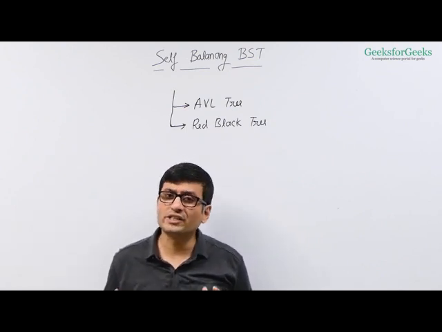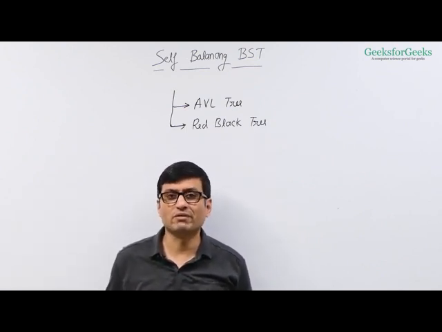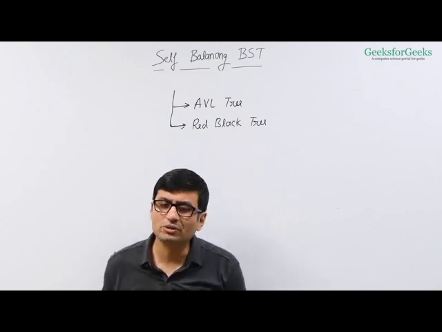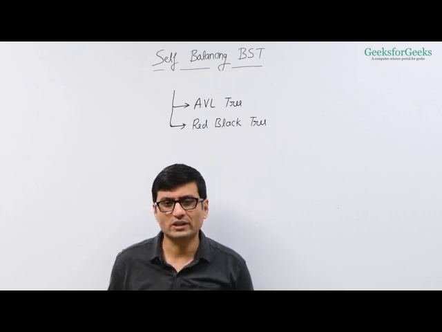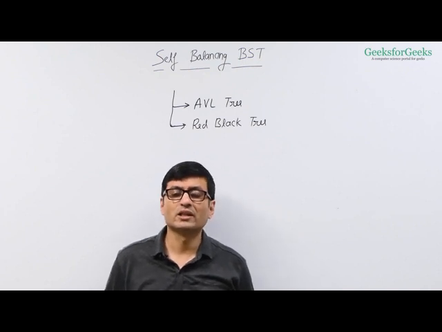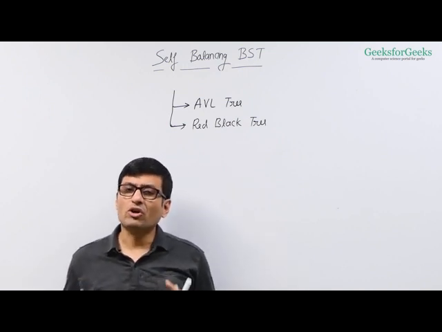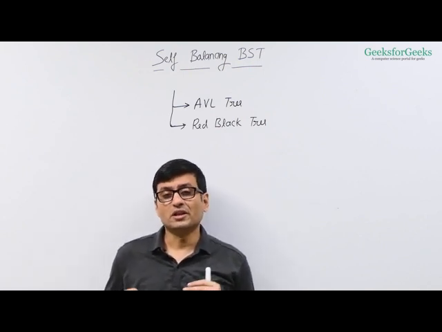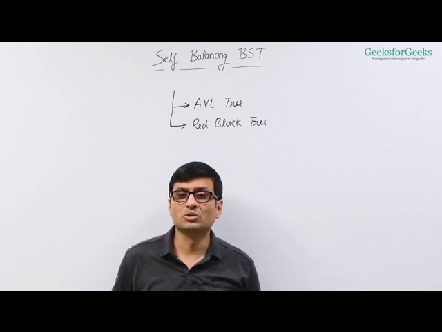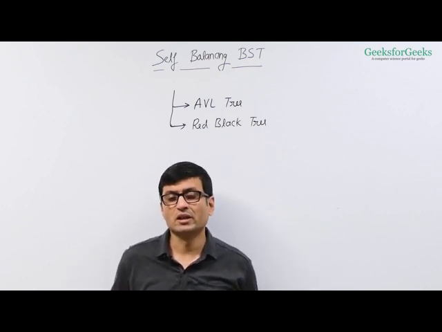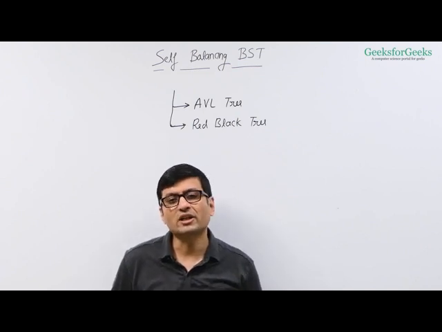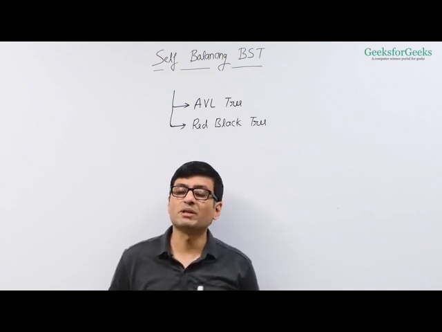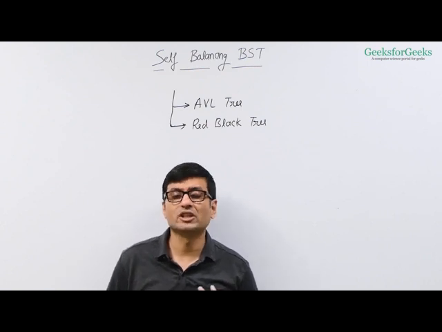AVL tree is very strict in terms of height. It tries to maintain very strict balance. Red-black tree on the other hand is slightly loose in terms of balance. And what is the advantage of red-black tree? Since it is loose in terms of balance, it causes less restructuring when you are doing insert and delete. We will be talking about AVL tree in detail and we will be introducing red-black tree also. In general, red-black tree is used more compared to AVL tree. In Java libraries like TreeSet and TreeMap, they use red-black tree. C++ libraries, map and set, also use red-black tree.